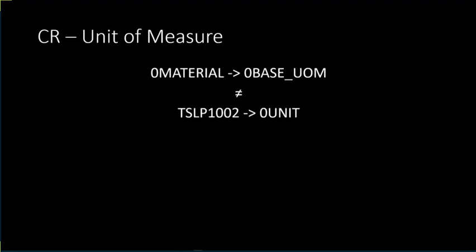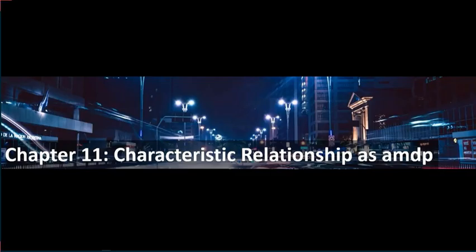The reason we cannot derive is that the attribute of material, in this case 0 base units of measure, is not equal to the field in the aggregation level, which is 0 unit. So we need a programmatic solution for this problem, and that will be the topic of our next lecture.